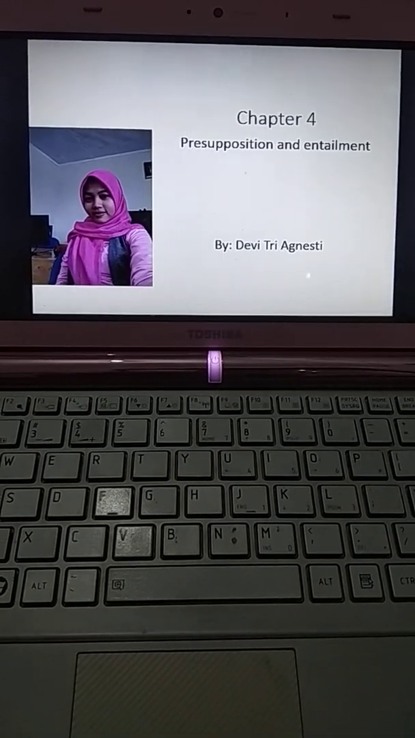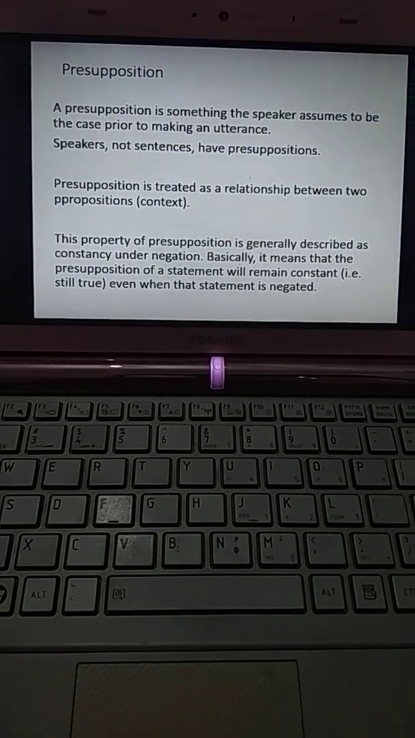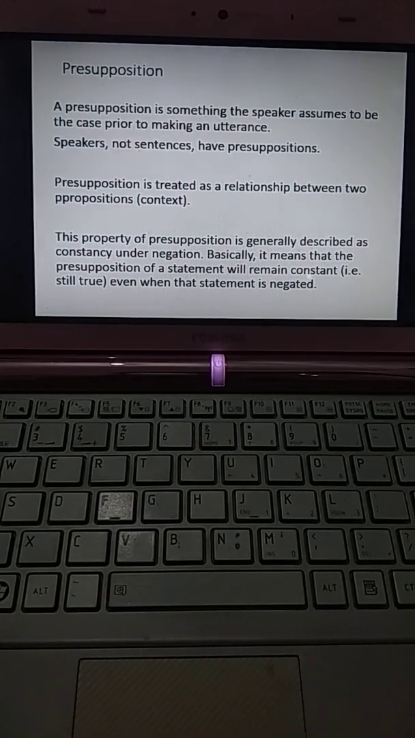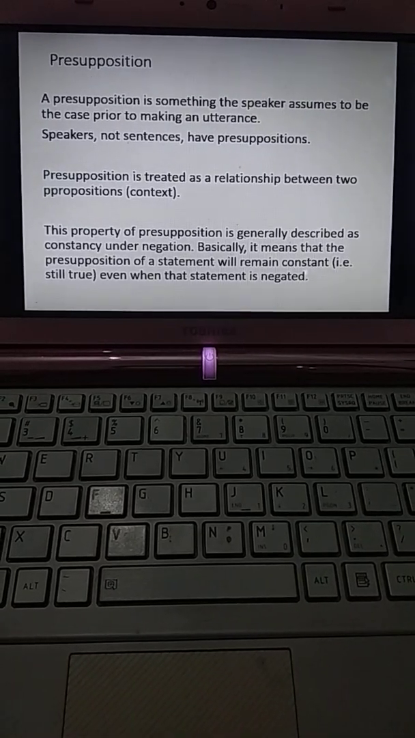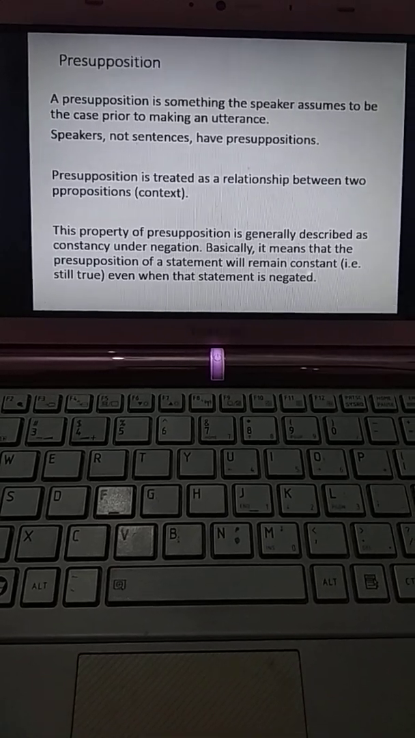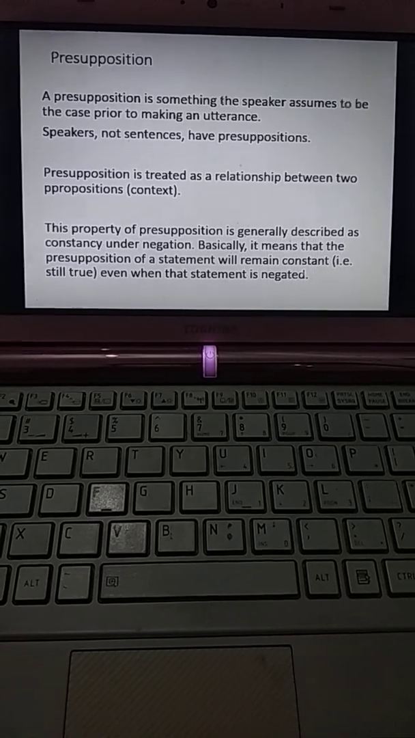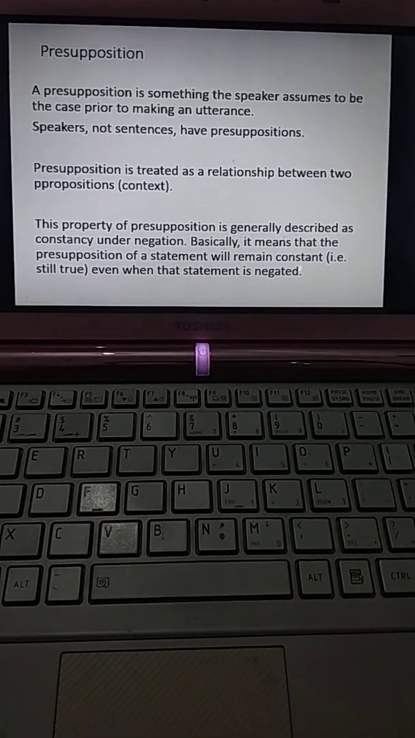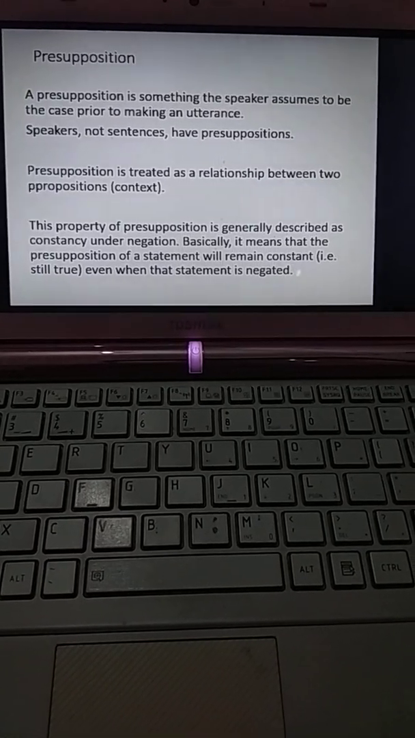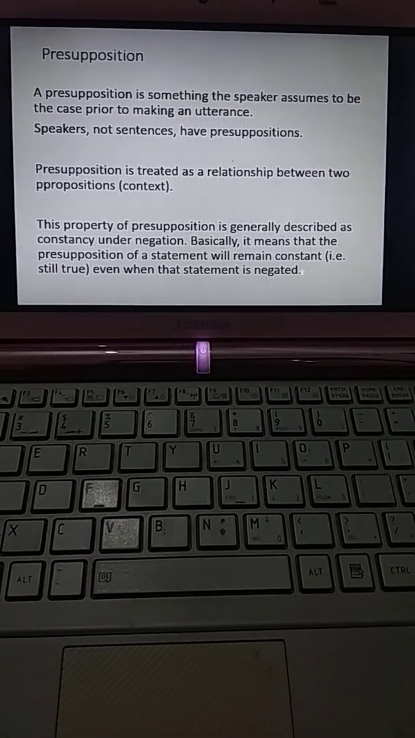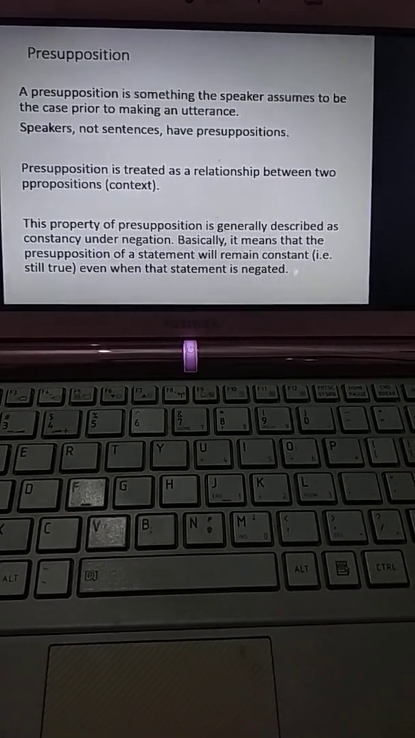I would like to discuss presupposition and entailment. Okay, the first one is presupposition. A presupposition is something the speaker assumes to be the case prior to making an utterance. Speakers, not sentences, have presuppositions. So, the speakers have presupposition, not sentences. Presupposition is treated as a relationship between two propositions or contexts.